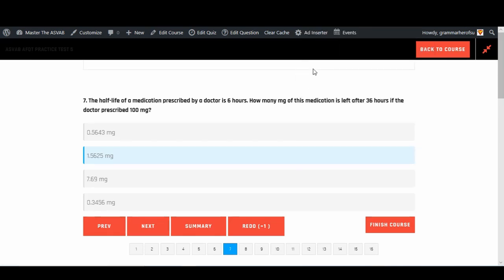Alright, number 7 says, the half-life of a medication prescribed by a doctor is 6 hours. How many milligrams of this medication is left after 36 hours if the doctor prescribed 100 milligrams? So half-life basically means that every 6 hours the medication is going to be cut in half. So let's call this 0 hour. We're going to have 100 milligrams.